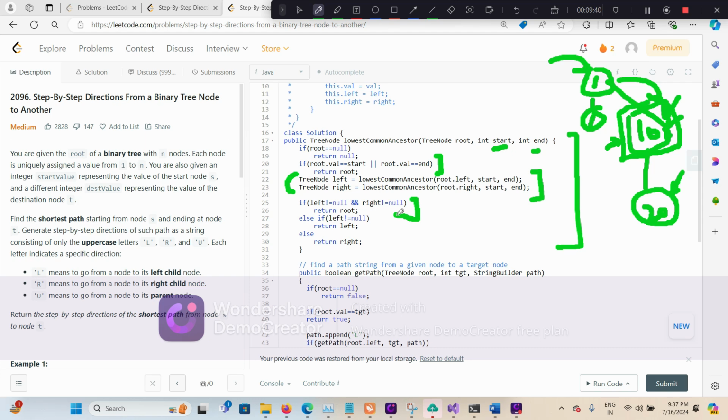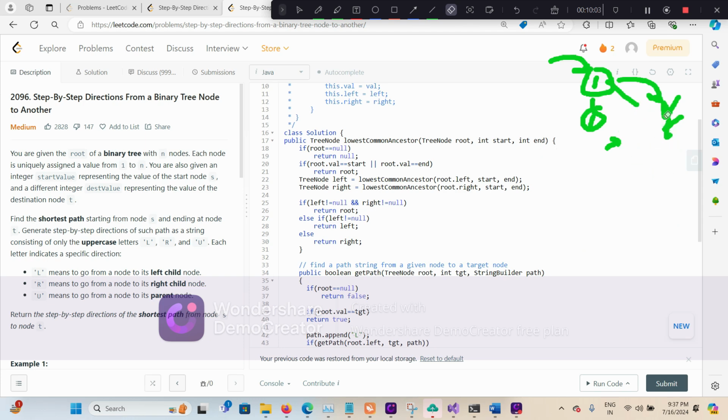That means our root would basically be the least common ancestor. Otherwise, we will check if the left side is not null, then that would be the least common ancestor, or else it would be the right. So this is something you have to learn before solving this problem: how to find the LCA of two nodes in a binary tree. After solving this sub problem, we will go further.